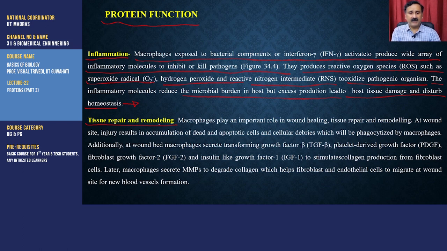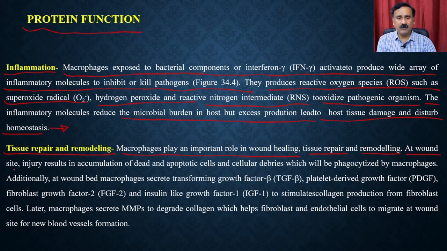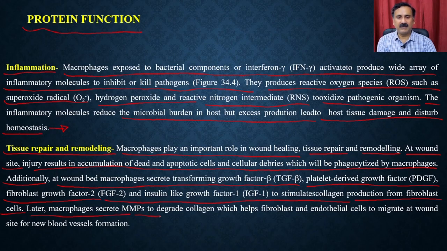Now we talk about tissue repair and remodeling. Macrophages play an important role in wound healing, tissue repair and remodeling. At the wound site, the injury results in the accumulation of dead and apoptotic cells and cellular debris, which will be phagocytosed by the macrophages. Additionally, in a wound bed, macrophages secrete transforming growth factor TGF-beta, platelet-derived growth factor PDGF, fibroblast growth factor FGF, and insulin-like molecules to stimulate collagen production from the fibroblast cells. Later, the macrophage secretes MMPs to degrade the collagen, which helps the fibroblasts and endothelial cells to migrate to the wound site for new vessel formation.